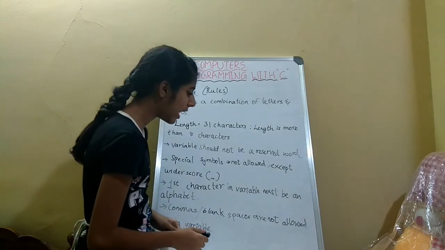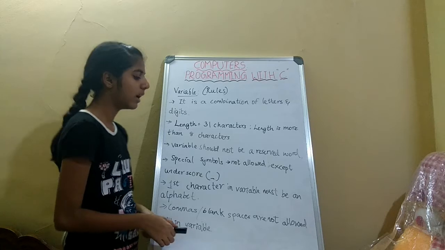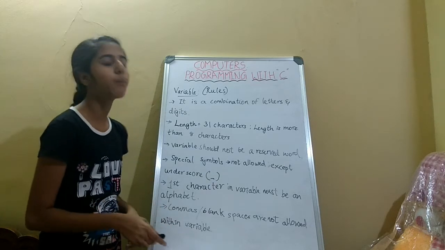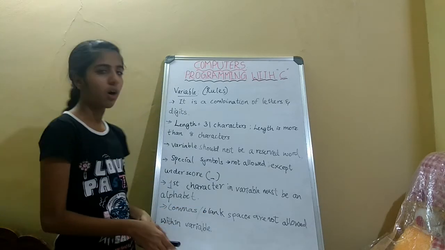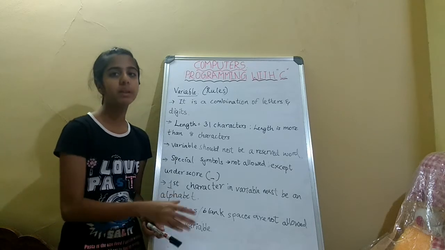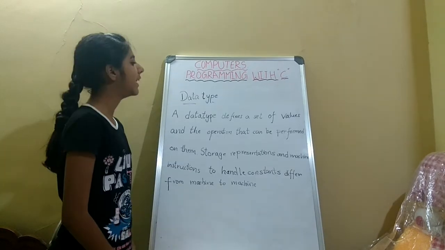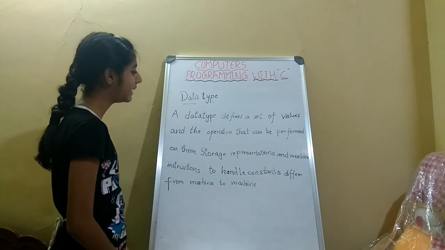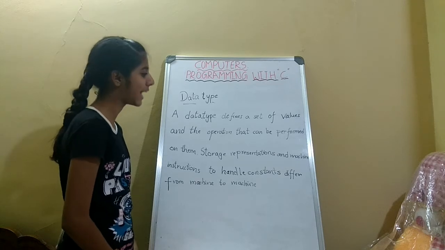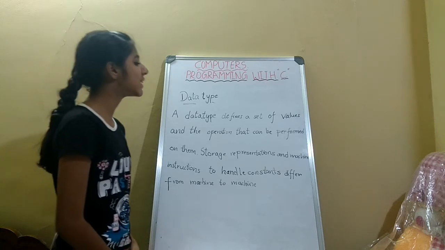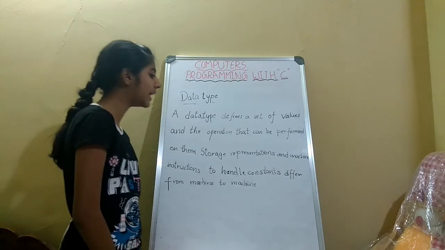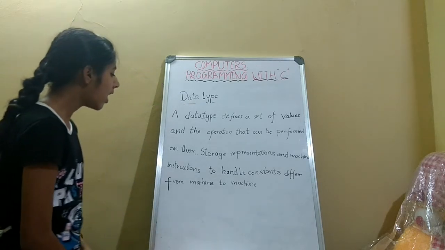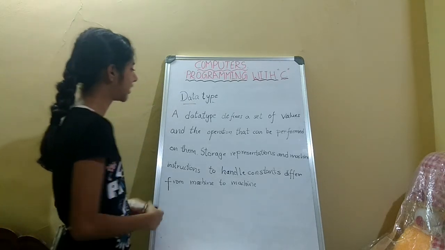Commas and blank spaces are not allowed within a variable. So we should not use commas or blank spaces in our program. We should not use them between the variables. A data type defines a set of values and the operations that can be performed on them. Storage representation and machine instructions to handle constants differ from machine to machine.